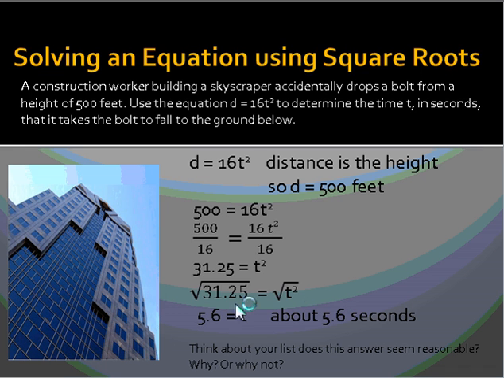So when I take the square root of 31.25, and yes, you may use your calculator, I'm going to get 5.6. Since I'm keeping things equal, having taken the square root of this side, I take the square root of this side. Oh my goodness, she's saying it again. So the square root of t squared, well, I'm going to have t times t, so that's t. So 5.6 is approximately equal to t. So I would say it'll take about 5.6 seconds. Does this seem reasonable? Check back at your list. Why is this a reasonable answer? Why is this not a reasonable answer? Refer back to your list to see whether this answer seems reasonable.